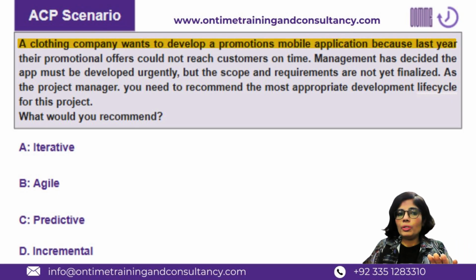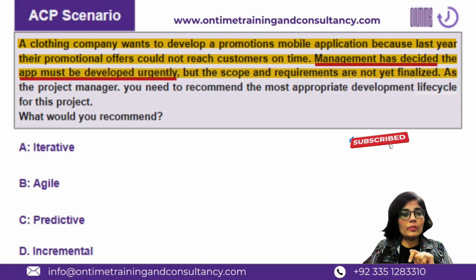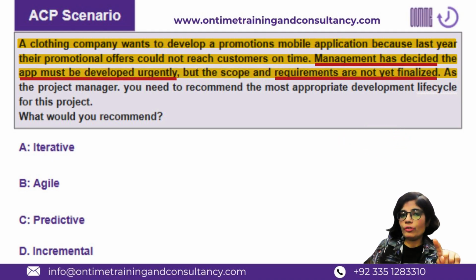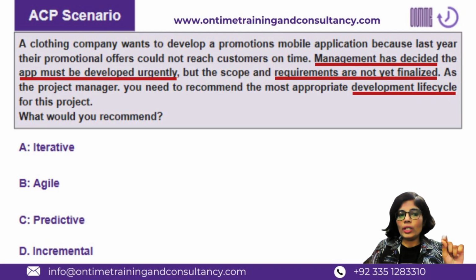A clothing company wants to develop a promotions mobile application because last year their promotional offers could not reach customers on time. Management has decided that the app must be developed urgently, but the scope and requirements are not yet finalized. As the project manager, you need to recommend the most appropriate development life cycle for this project. What would you recommend? A, iterative, B, agile, C, predictive, and D, incremental.